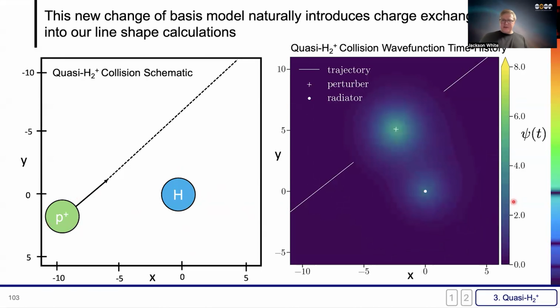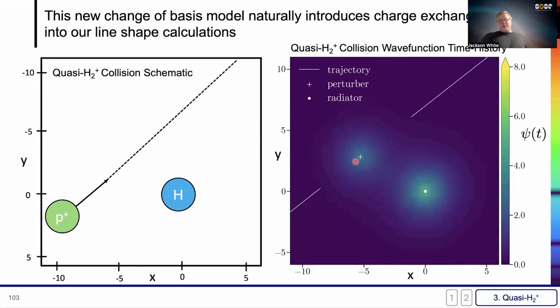And what's happening on the right-hand side here is the color bar corresponds to the electron wave function of this transient H2 plus system from our simulation line shape code, where we've put in what we call a change of basis procedure to selectively operate in either an atomic basis or a molecular basis when it's more appropriate. And by operating in a molecular basis selectively, what happens is that we capture this charge exchange process quite naturally.